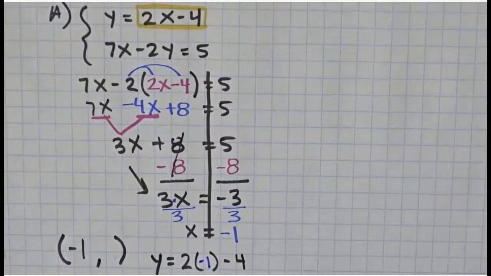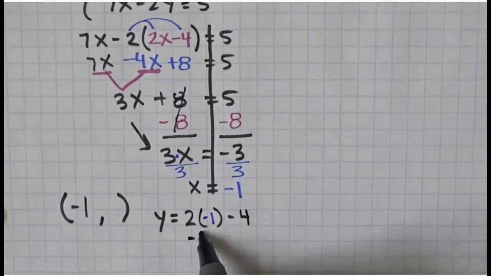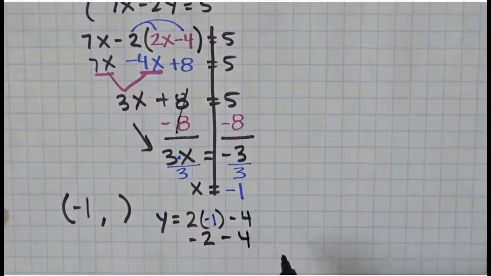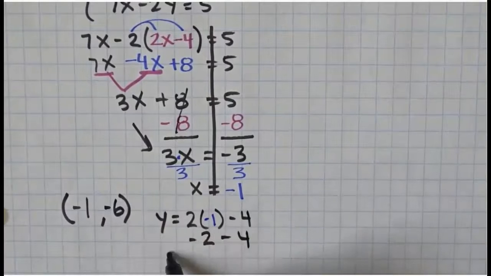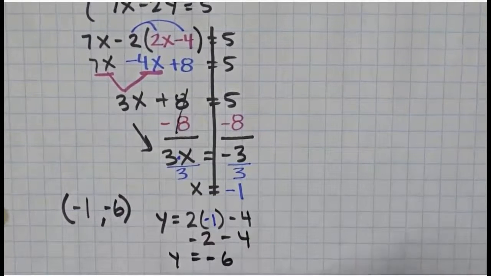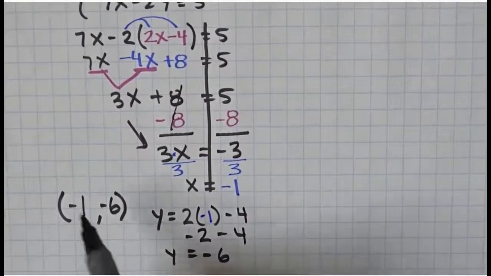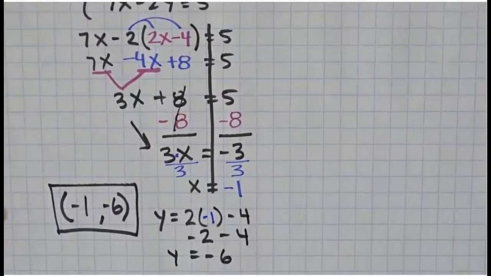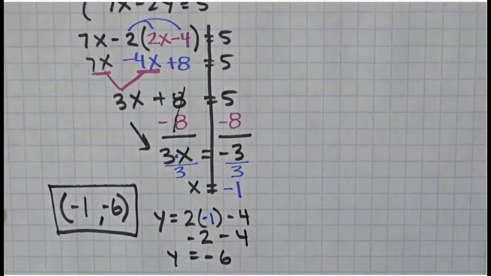So now my solution is going to be 2 times negative 1 is negative 2, minus 4, that's negative 6. y equals negative 6. So this is my solution, the point where those two lines intersect. All right, so let's do one more.